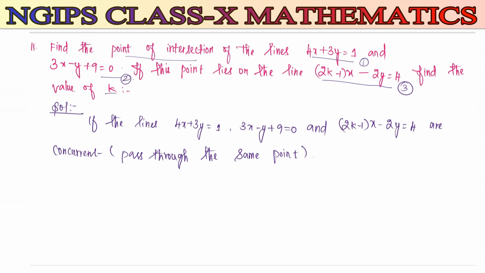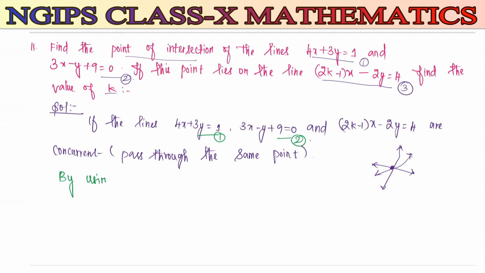So here concurrent is nothing but we have more than two lines, and all these lines are going to intersect at the same point. This particular point we call concurrent. Now here we need to find out the value of x and y by taking two equations.